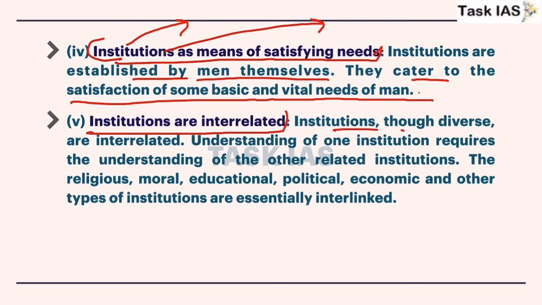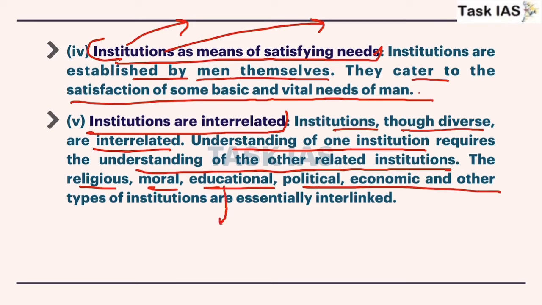Now, institutions are interrelated. Institutions, though they may be diverse, are interrelated. Understanding of one institution requires understanding of other related institutions. Religion, moral, educational, political, economic, all these are interrelated. You can even think that if there is more progress on the education side, then people think about more rationality in the religion dimension. So all dimensions are interrelated, especially in a country like India where things are more complex. Then this interrelation is more important to understand. These institutions are essentially interlinked.